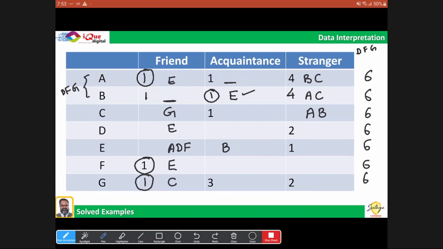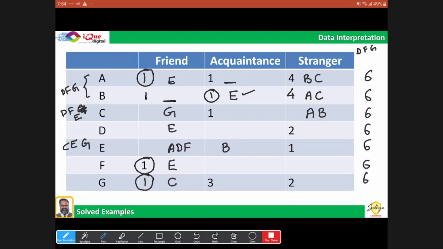How do I proceed from here? Any ideas? D, F, and G are left for A and B. That's correct. Out of which one of them is an acquaintance, two of them are strangers. For C, I have got D left, F left, and G left. In fact, G is done. So I have got D, F, and E left for C. For E, A, B. So C, D, E, C, E, and G are left to be fulfilled.